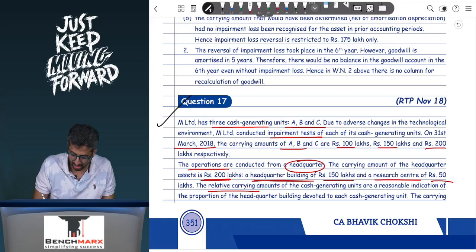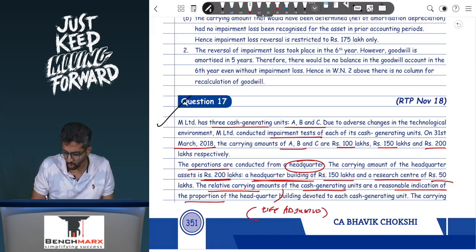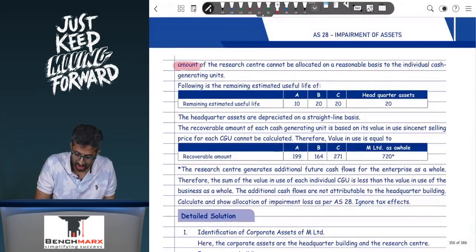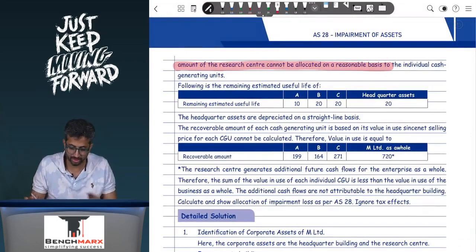The relative carrying amounts of the cash generating units, you will add over here, you can say time or life adjusted, into bracket life adjusted. This is what the institute has also done. We should also do that. Are a reasonable indication of the proportion of the headquarter building devoted to the cash generating unit. This is only for the headquarter building. The carrying amount of the research center cannot be allocated on a reasonable basis to the individual units.